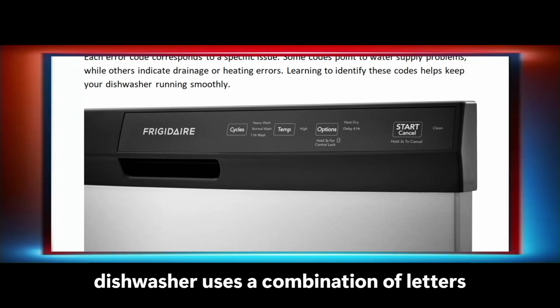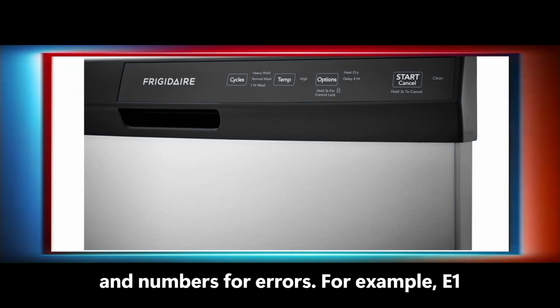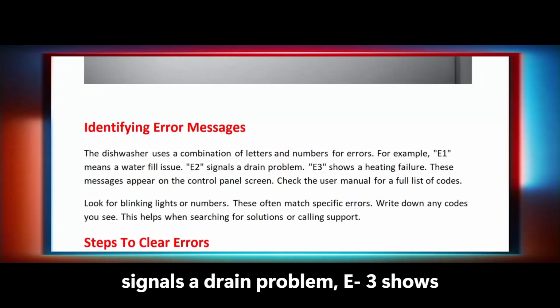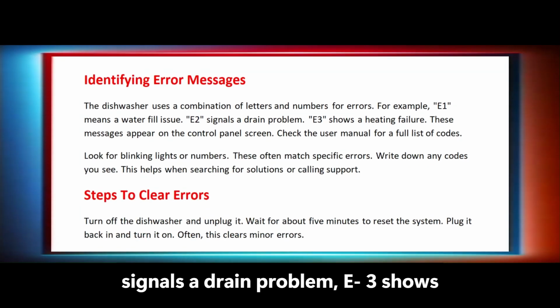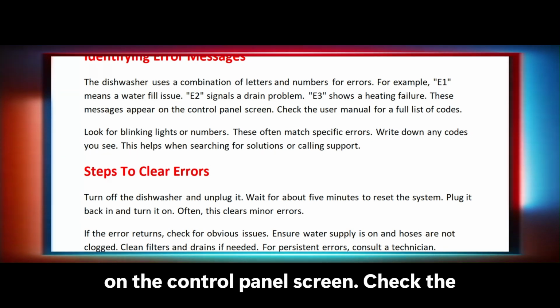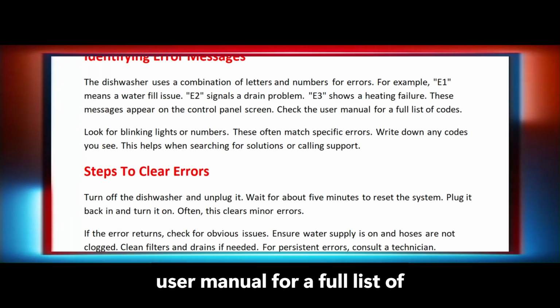Identifying error messages. The dishwasher uses a combination of letters and numbers for errors. For example, E1 means a water fill issue. E2 signals a drain problem. E3 shows a heating failure. These messages appear on the control panel screen. Check the user manual for a full list of codes.